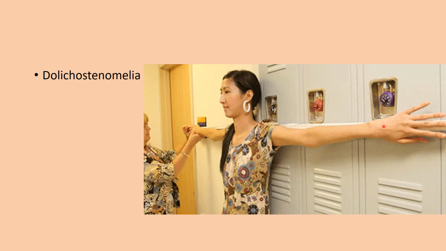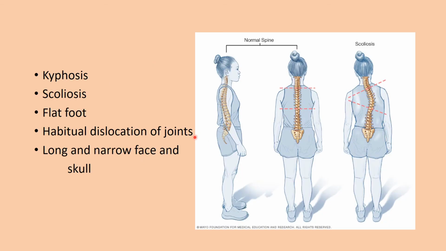Also, there can be kyphosis, scoliosis, or flat foot. Also, there is going to be dislocation of joints very often. That is, habitual dislocation of the joint is seen. The face is going to be very narrow, and the skull is going to be very narrow and long in the patients with Marfan syndrome.